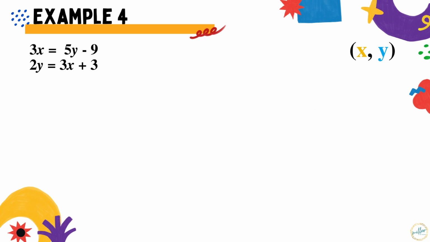Example number 4. We have 3x equals 5y minus 9 and 2y equals 3x plus 3. Something that's really important when you try to eliminate one of the variables is that you have everything lined up the same. So here, if we line up our equal signs, we can see that the two y terms and the two x terms are not in the same spots. So on the left of the equal sign in both equations, we have a 3x for one of them and a 2y for the other. Since they're not both x's or both y's, we're going to have to move some things around to make sure that we have everything set up correctly before we can eliminate.